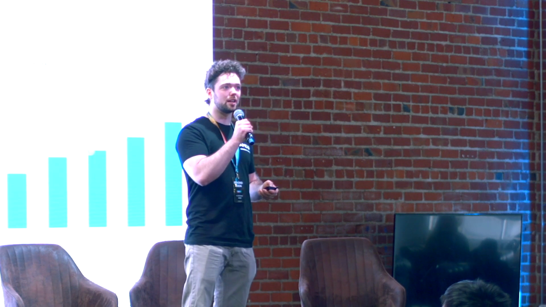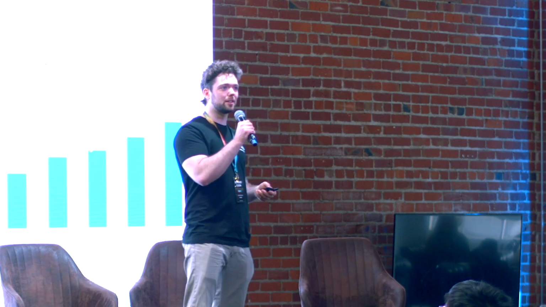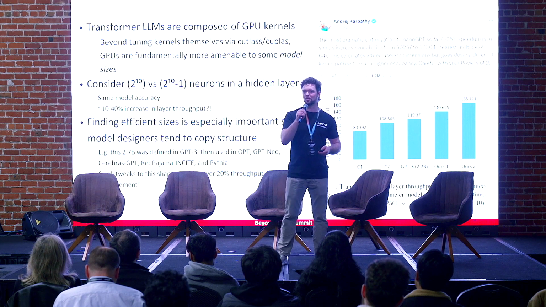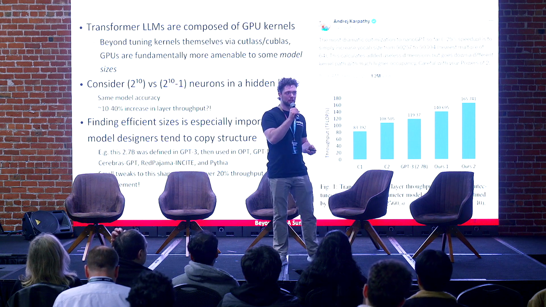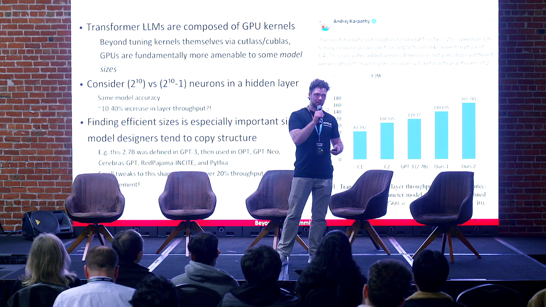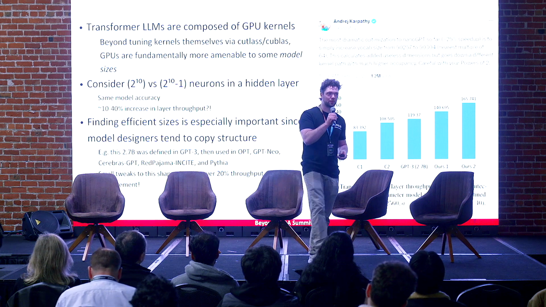So let's get started. Transformer LLMs are composed of GPU kernels, we all know this, and those different kernels have different sizes that they like, that are more amenable to the GPU hardware. So beyond just tuning those specific kernels via CUTLASS and cuBLAS, GPUs are fundamentally more amenable to some model sizes. You might remember this tweet by Karpathy finding that just rounding the vocab by padding it with some dummy tokens gave him the most speedup compared to everything else.